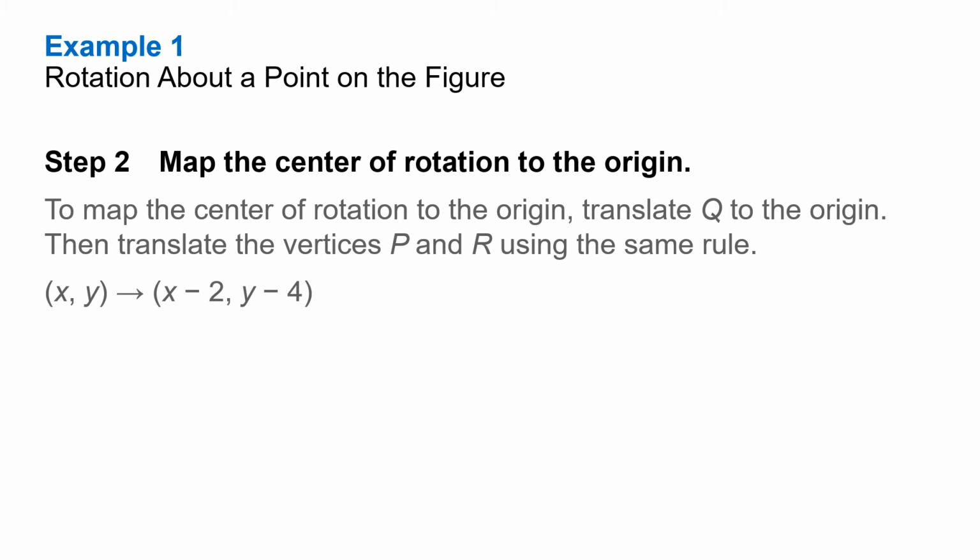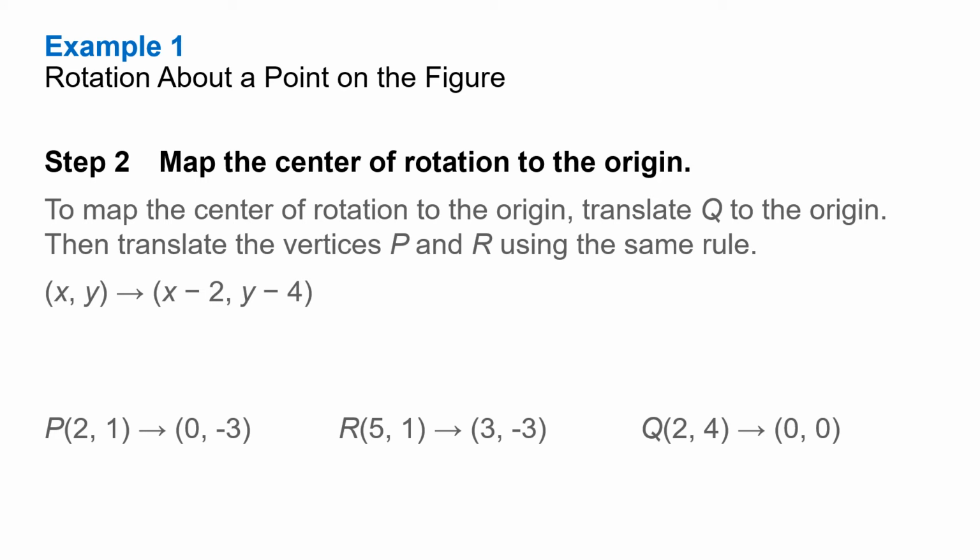So the first thing we have to do is map the center of rotation to the origin. So we have to take Q and translate it so that it is now going to be on the origin. So if Q is at 2, 4, we have to subtract 2, or move to the left 2, and go down 4 units to get back to the origin. So we apply that same rule to P and R.